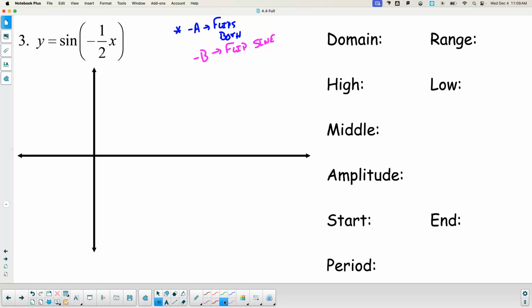So this particular one has a domain of all real numbers, because all of our domains are always going to be all real numbers. This particular one has a middle at 0, because we haven't gotten any D's yet. This particular one has a start of 0, because we're always starting at 0. We haven't gotten to C's yet. We will in half an hour.